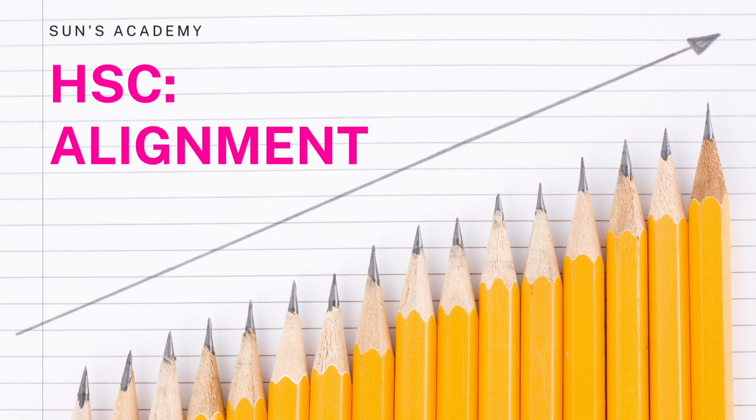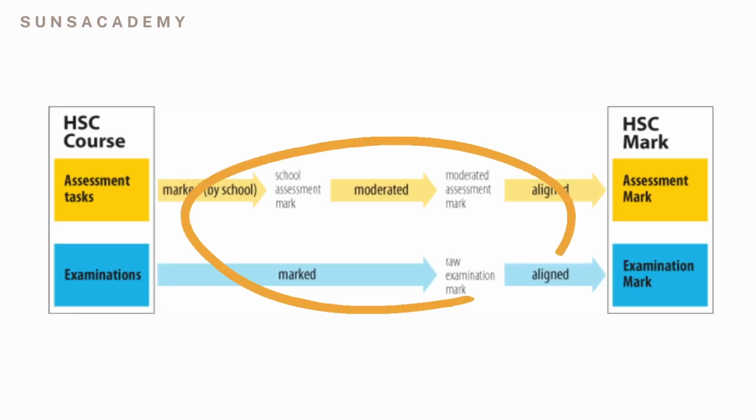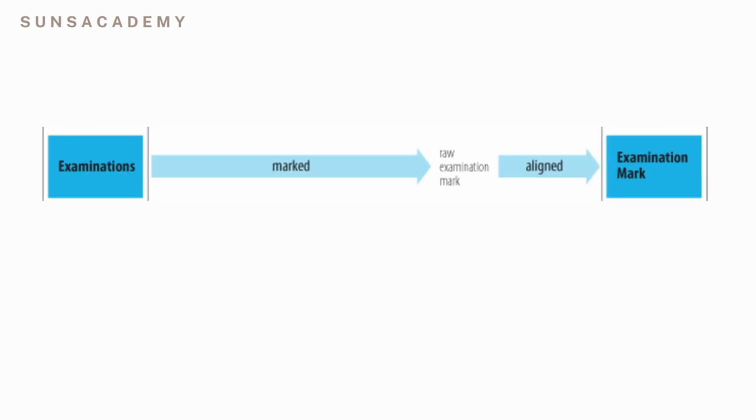Today we'll be talking about alignment that plays a big role in how HSC marks are calculated. So by now you'll know that HSC marks are calculated by averaging your assessment mark and examination mark. But the way such assessment and examination mark is calculated is not as simple as it may seem. As you can see here, the examination mark goes through something called alignment.